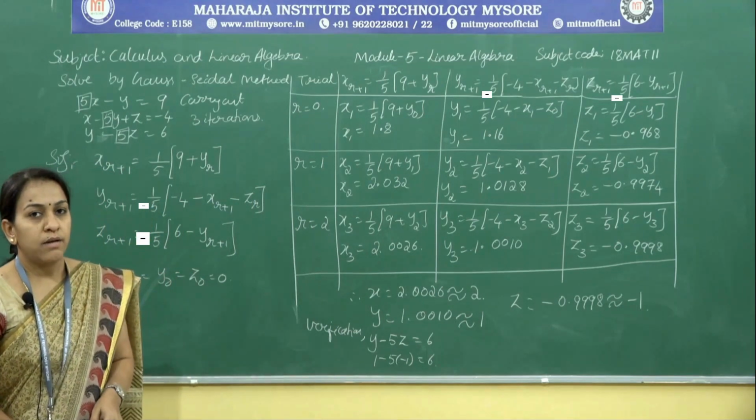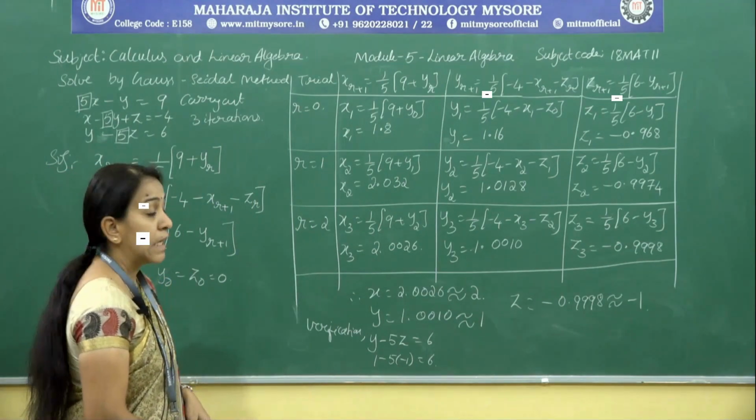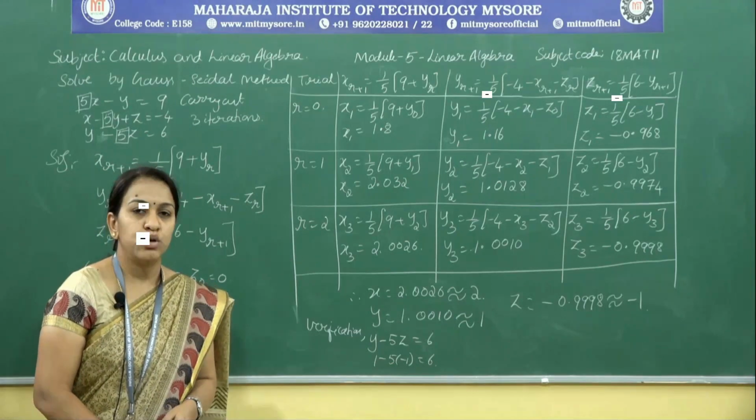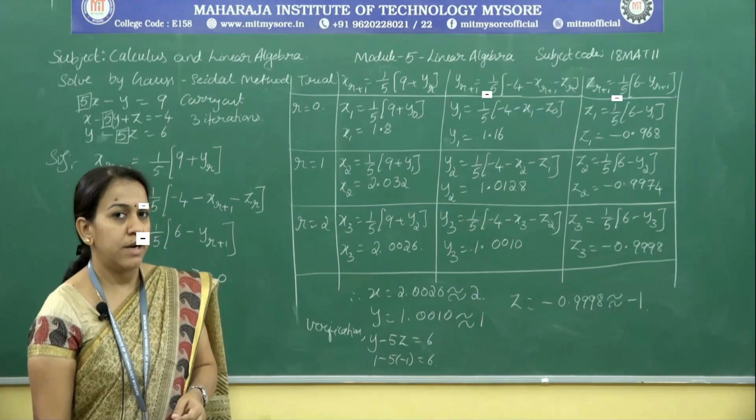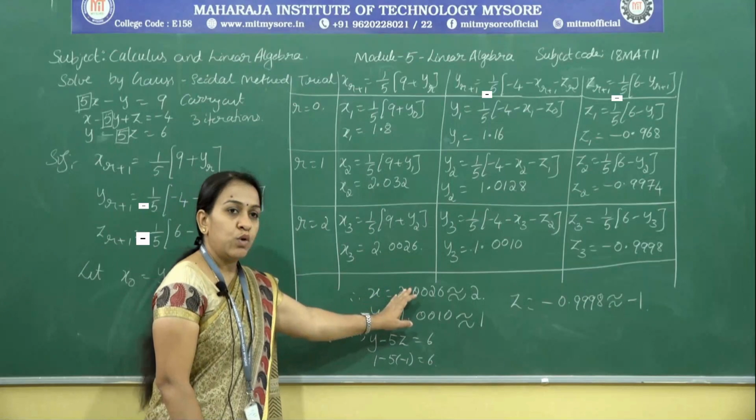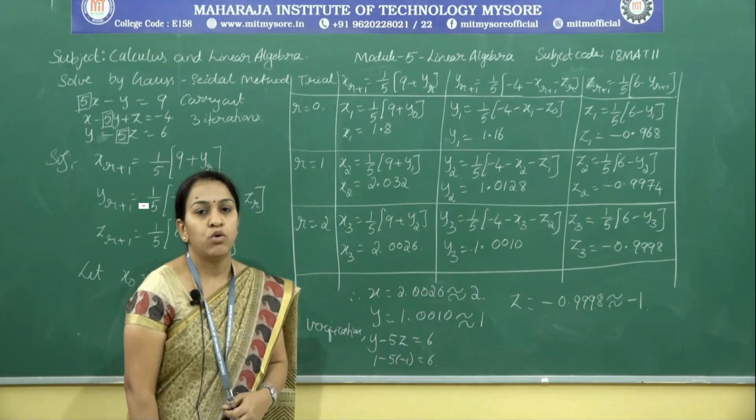Yes, what you calculated using the Gauss-Seidel method, or the solution you got using the Gauss-Seidel method, is correct. Your solution is x equal to 2, y equal to 1, z equal to minus 1.